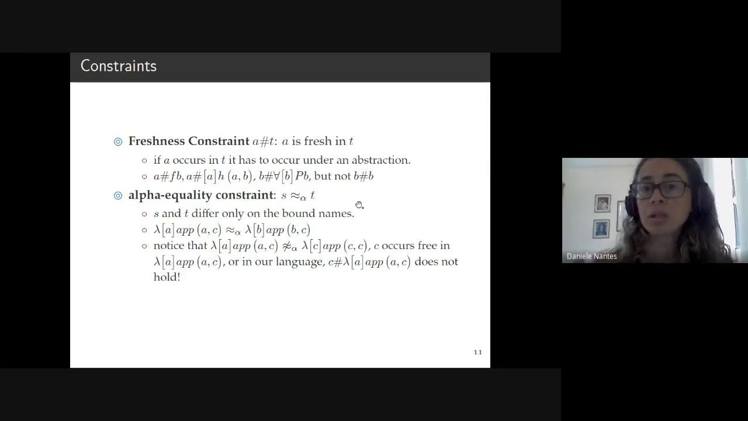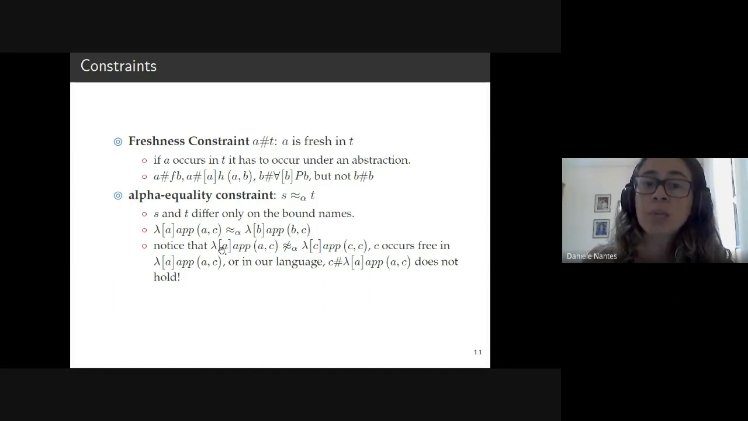In alpha equality, you denote it as S equal alpha T, if the two terms differ only in the names of the bound variables, okay? So, for instance, in these two lambda terms, if you rename A to B everywhere, the bound name A, you are going to get the term on the right. C is free, but it's not a problem because it occurs in the same position on both sides. But you cannot do this in the third example here, because lambda A, application of A and C.